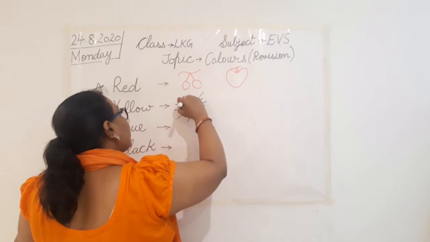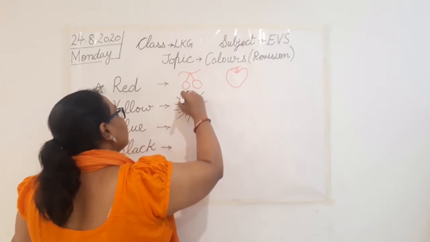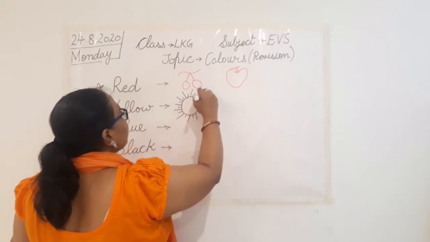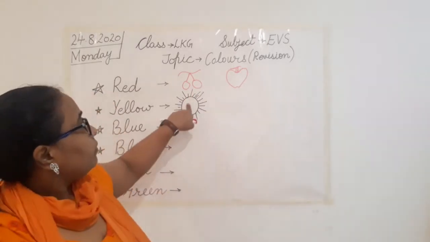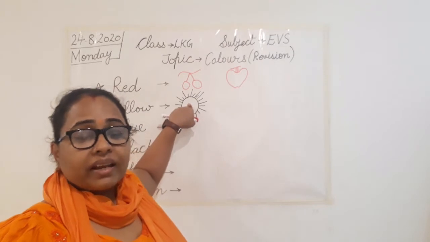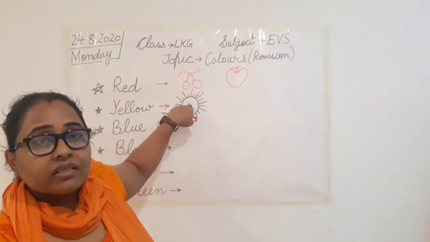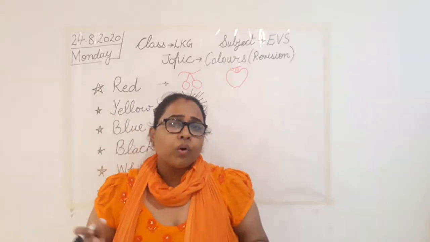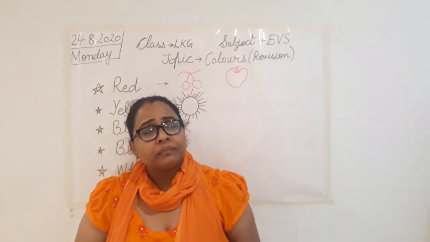So can you tell me what these lines are? These lines are the rays. जो सन में से रेज निकलती हैं, ये वो बनाई है हमने. So what is this? It's a sun, and sun is yellow in color. Very good. So can you tell me one more object which is yellow in color?